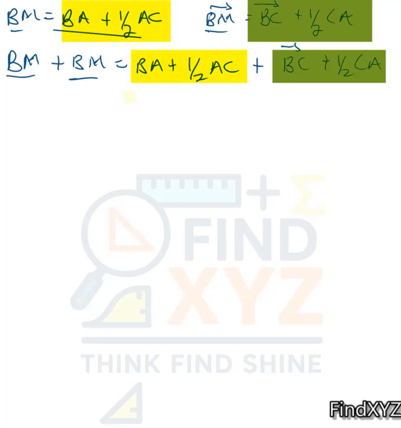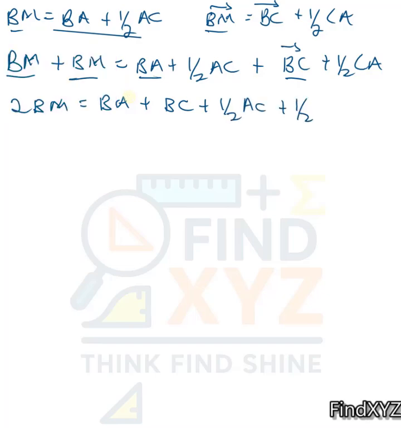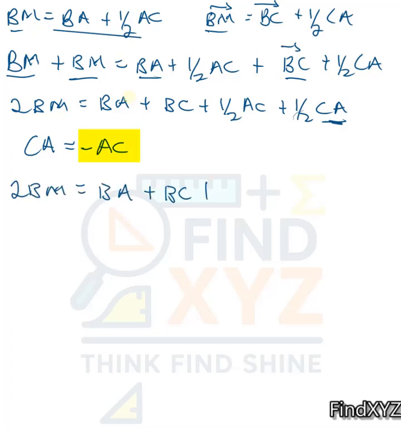Then BM plus BM will give us 2BM. It's equal to, then we have BA, BC. So let's bring that BA plus BC. Then we have half of AC plus half of CA. Watch something. You realize that CA is the same as AC, but for them to be the same, I have to negate it. So in place of CA, I can write this as 2BM is equal to BA plus BC plus half of AC. Then in place of CA, I can write it as negative. So now I have minus half of AC.